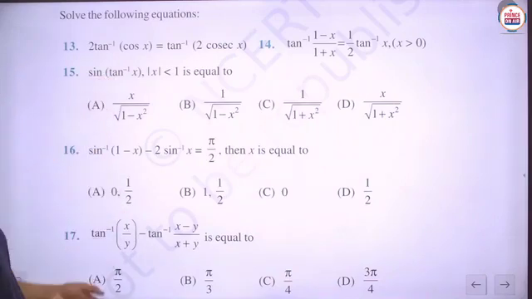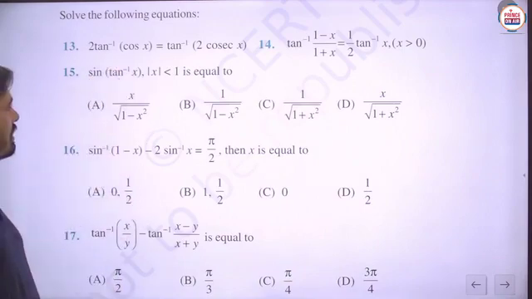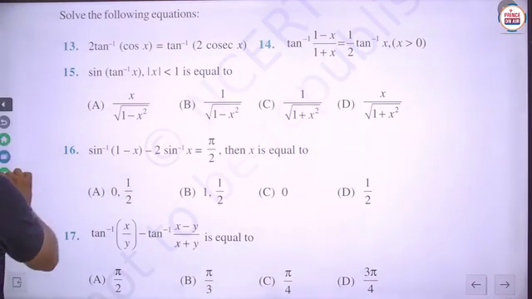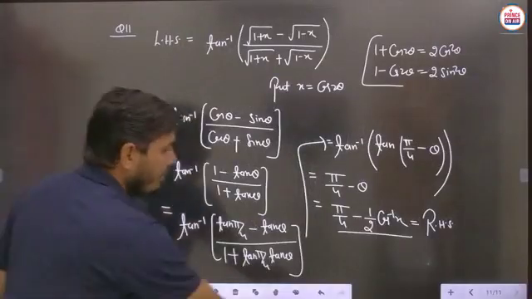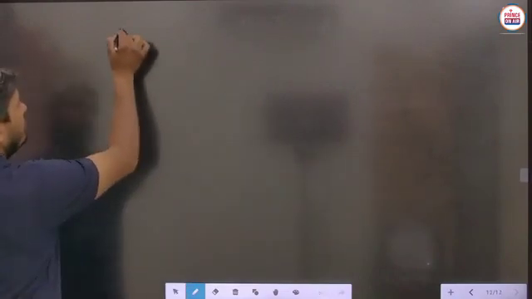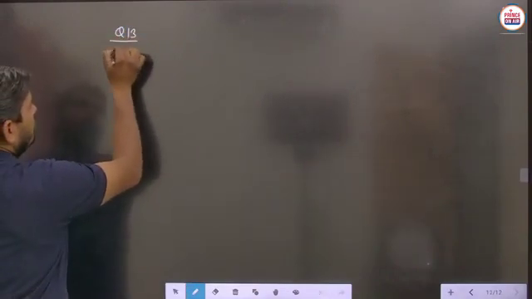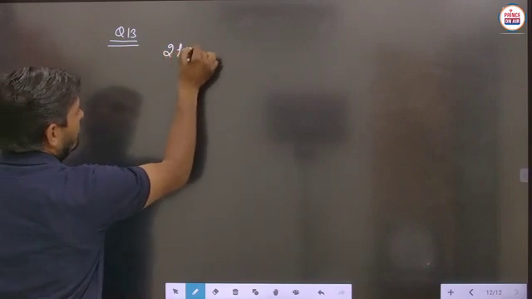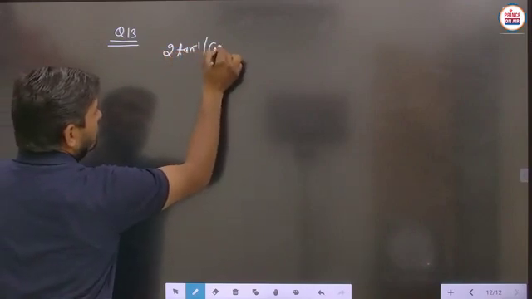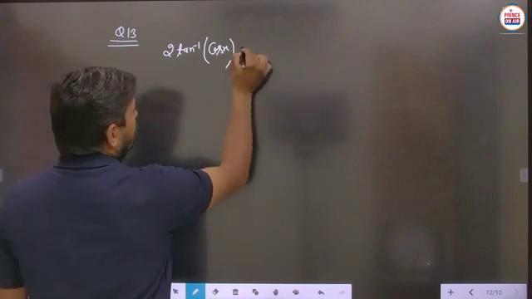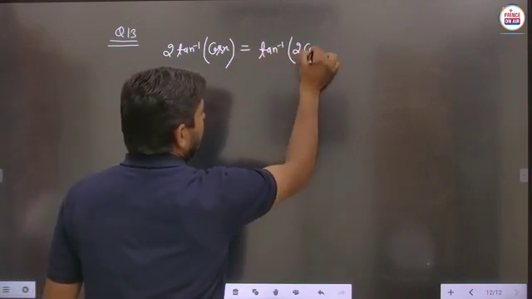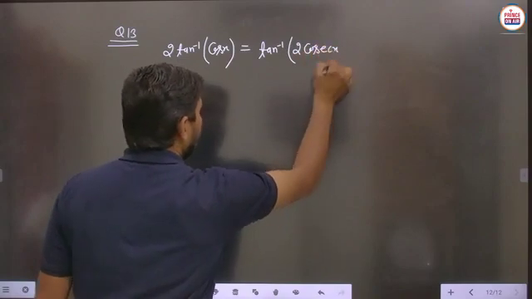So question number 13 is 2 tan inverse cos x equals to tan inverse 2 cosec x. We can take the question number 13. In this question number 13, the equation is given like this: 2 tan inverse of cos x will be written as tan inverse of 2 cosec x. No problem, just we have to calculate the value of x.